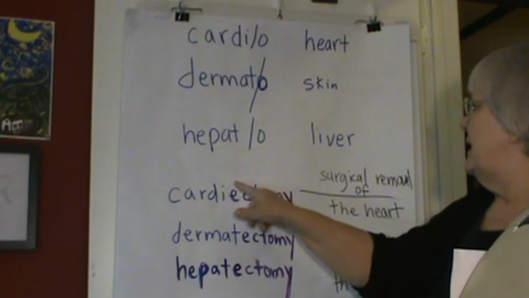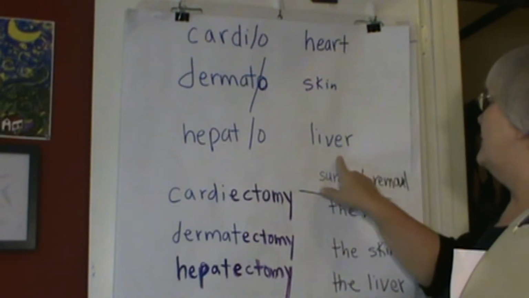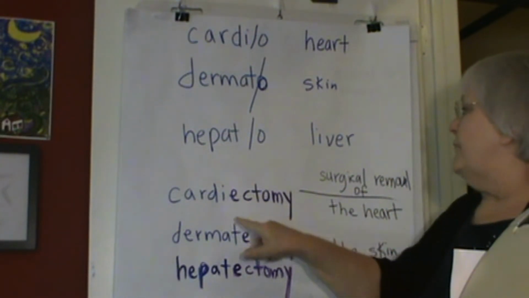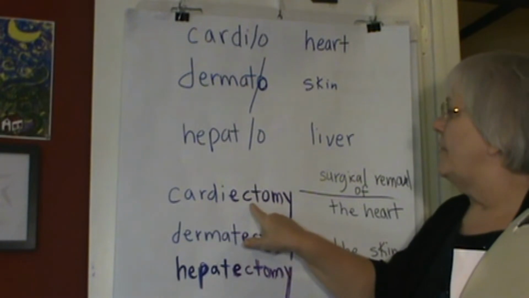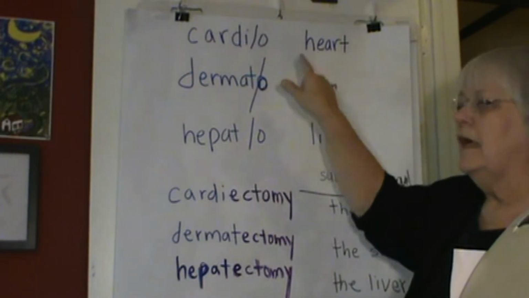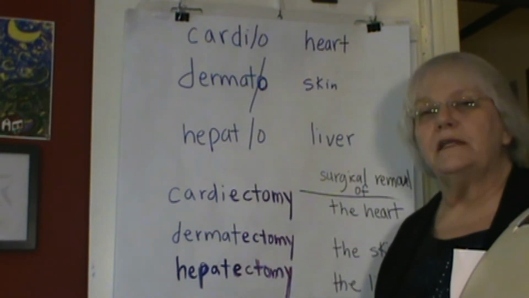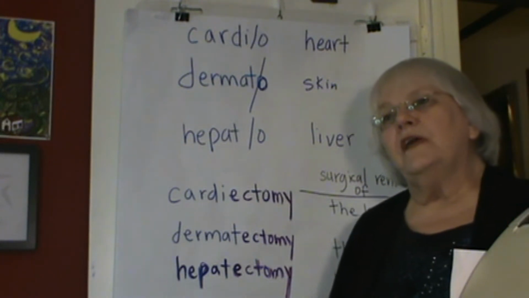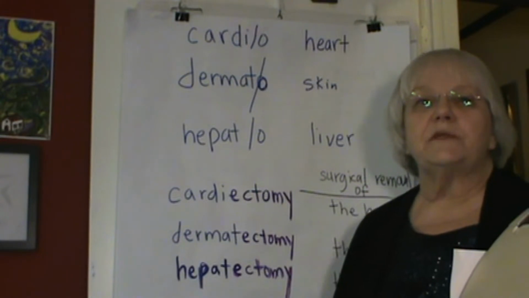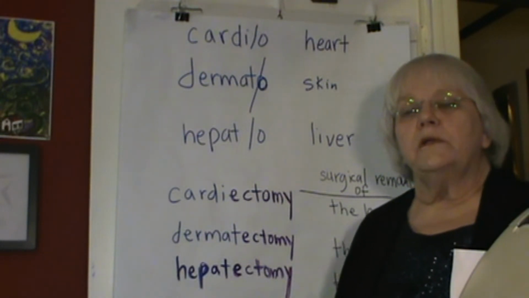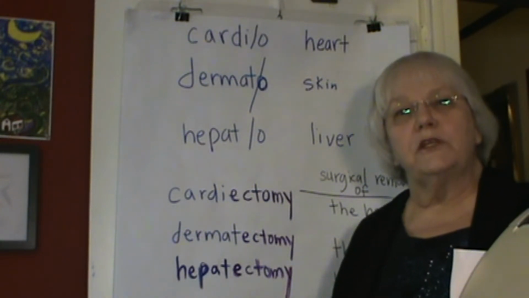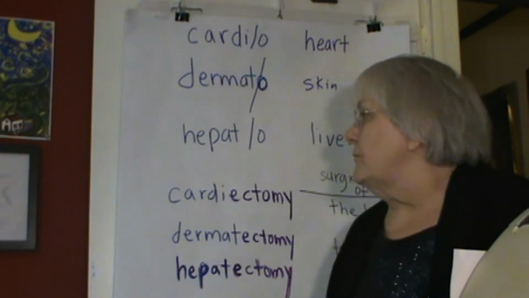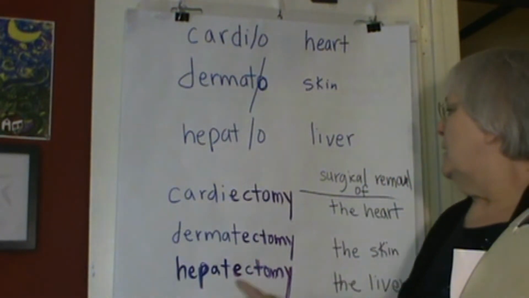Remember what ectomy means? It means removal of, surgical removal of. If they do a cardiectomy, that means they would remove the heart. Let's think about that for a minute. That doesn't sound like something you would like to have, does it? But the thing is, let's say someone is on life support, and so they're going to harvest the organs. They're going to have to do a cardiectomy, right? So that's removal of the heart.